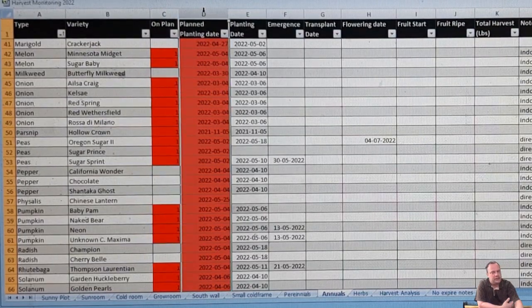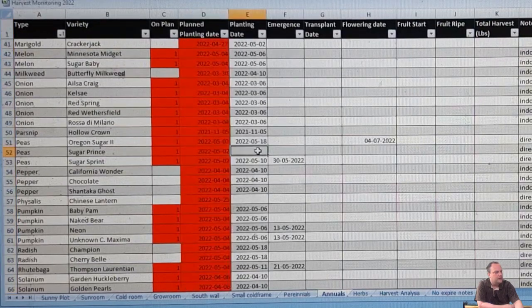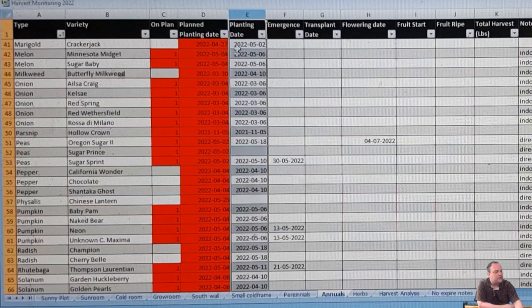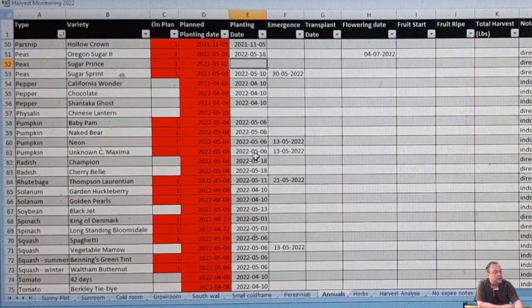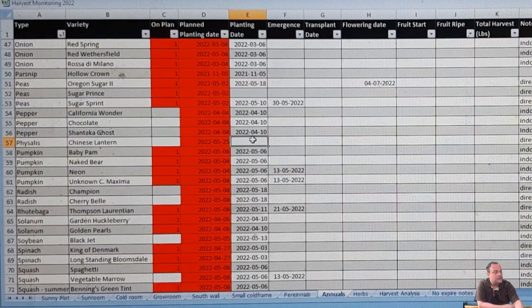And the planned planting date, once it passes the planned planting date, then that block will go red. So it shows me that, like right here, the actual planting date is empty because I didn't plant it, even though I had a planned planting date. So if I scroll down and I see any empty spaces, and then this one's red, it'd be like, oh, I'm late.